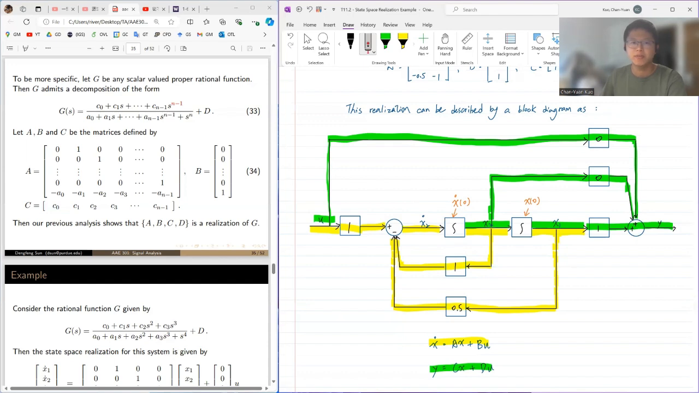Specifically, the derivative of the state variable x2, or x2 dot, is equal to negative 0.5 x1 minus x2 plus u. And the state variable x2 is simply the integral of x2 dot, and the state variable x1 is just the integral of x2. On the other hand, the output y is equal to x1 plus 0 x2 plus 0 u.